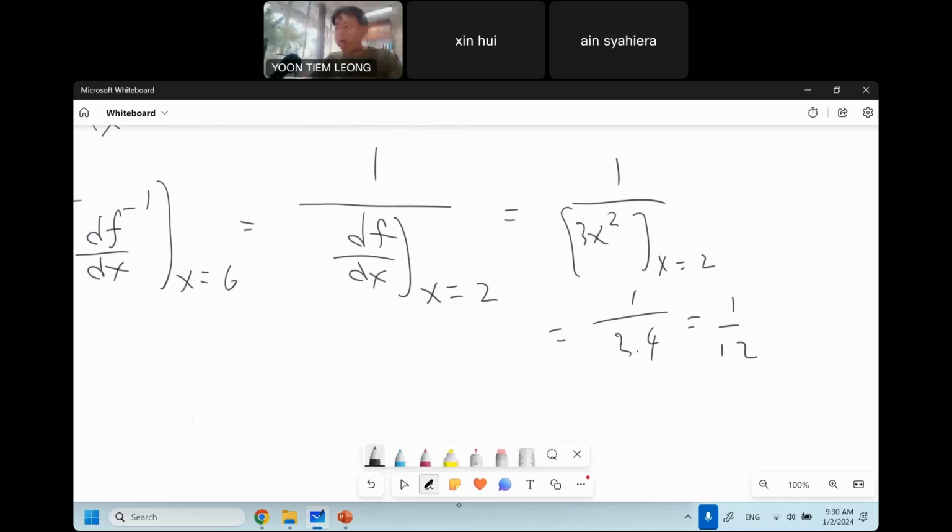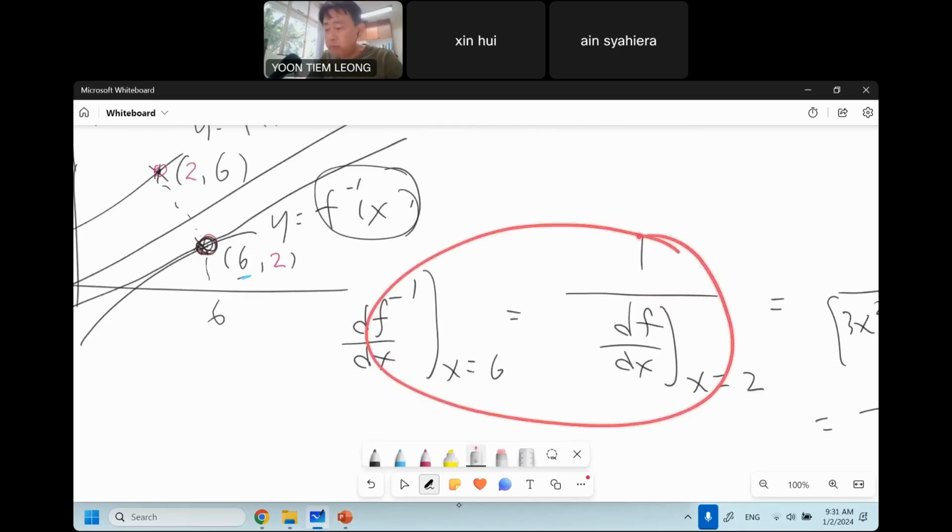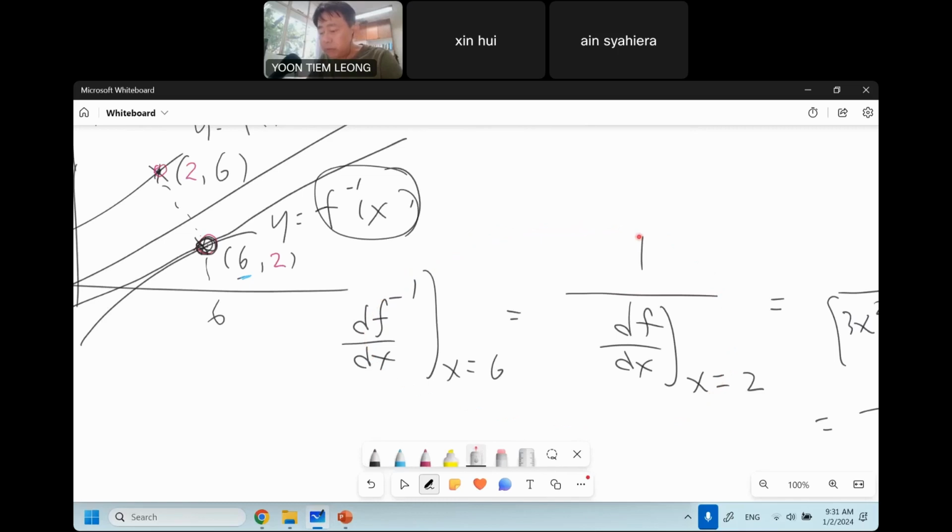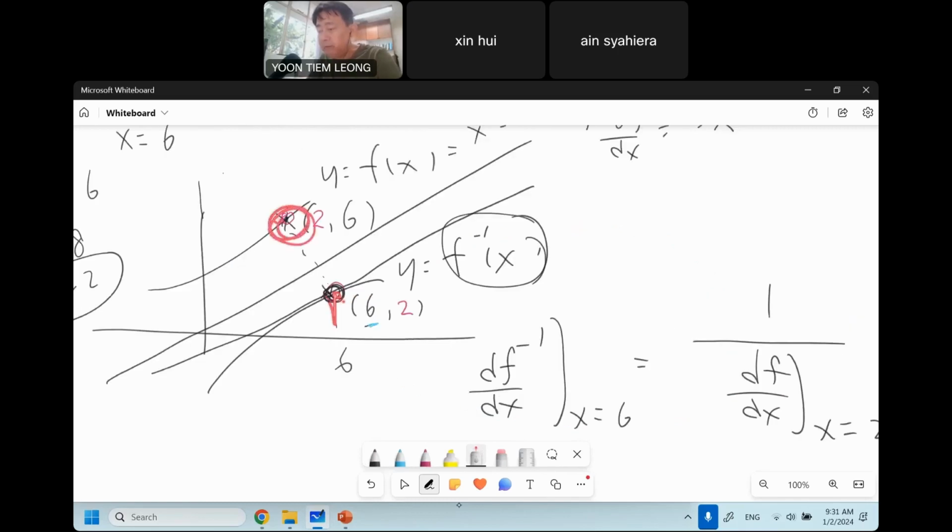So the conclusion of this example is that you can obtain the derivative of the inverse of the function without knowing the explicit expression of the inverse function. You simply need to know the original function and its derivative. The derivative at this point (6, 2) has to be calculated based on the corresponding point (2, 6). You apply Theorem 1 correctly, then you'll be able to answer these questions: what is the derivative of the inverse function when x equals 6, by calculating the derivative of the function at the point (2, 6).